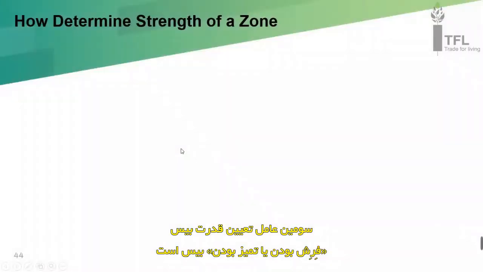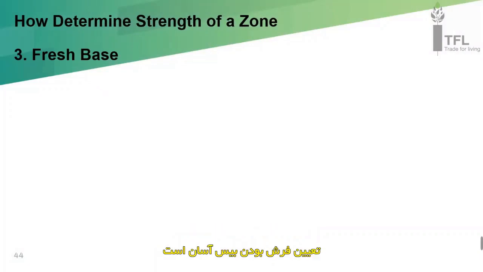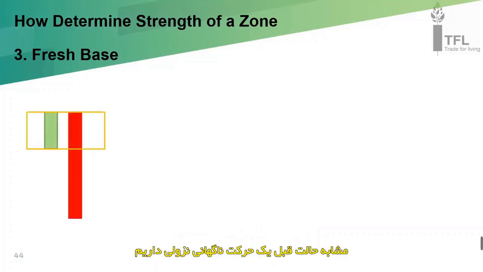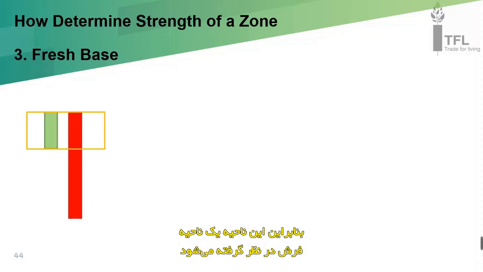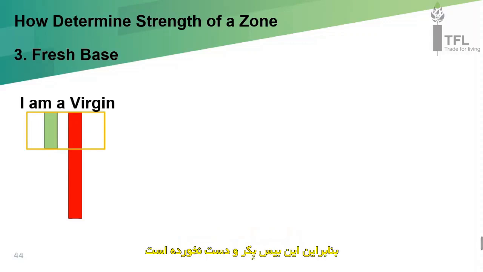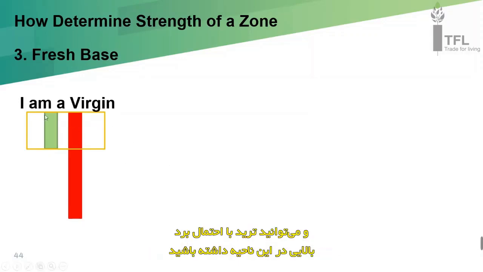Okay, so the third way we determine strength is using the fresh base. The fresh base is actually the easiest to understand. Similar to what we have here, we have a bullish candlestick and then a sudden bearish candlestick. In the future, no price has ever reached this area and tested this zone. So this is considered a fresh base, right? I'm a virgin, right? So it's a fresh base. There's a high chance that you can take trades over here.